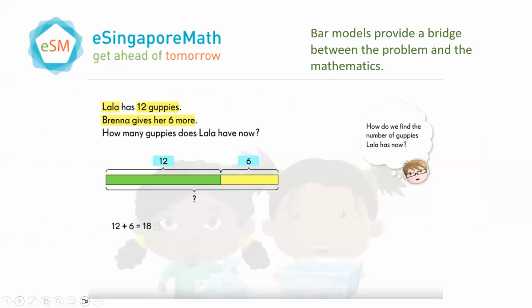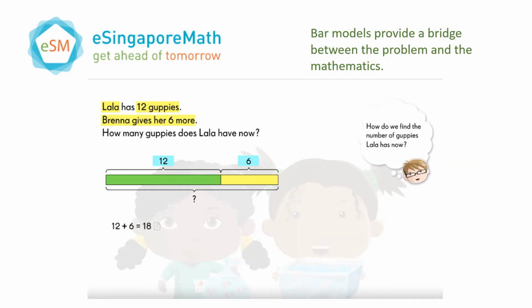And this is where bar models really shine, because what we like to say is bar models provide a bridge between the problem and the mathematics. And here's an example of a bar model. This is taken from our learning platform, eSingapore Math. And as you can see, the transformation has been done. The numbers in the problem have been drawn into proportional bars in the bar model.